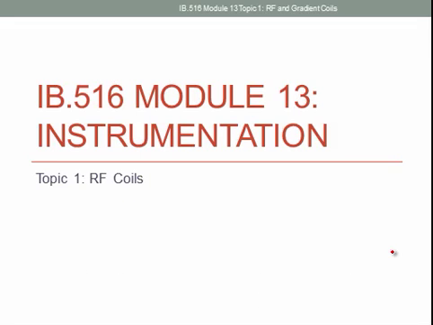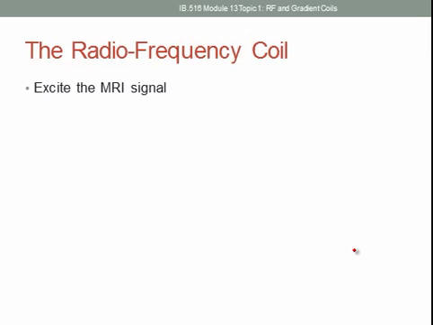This week we'll be talking about instrumentation, and the first topic that we'll talk about is RF coils. I remember from a previous module, one of the early modules, we talked about how we needed to excite the spins in a sample by using another magnetic field that's perpendicular to the main magnetic field. So that's what the RF coil does. It excites the MRI signal, or it can be used to excite and receive the MRI signal.